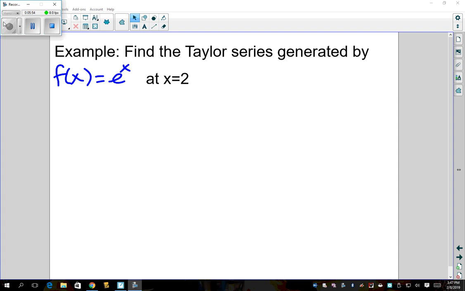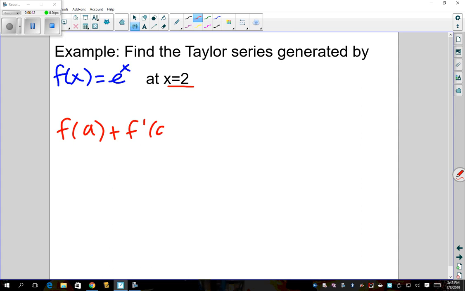So this first example asked me to find the Taylor series generated by the function e to the x at x equals 2. And so again, if we look back, this is a Taylor series because it's x equals 2. And so I take f of a plus f prime of a times x minus a plus f double prime of a times x minus a squared over 2.